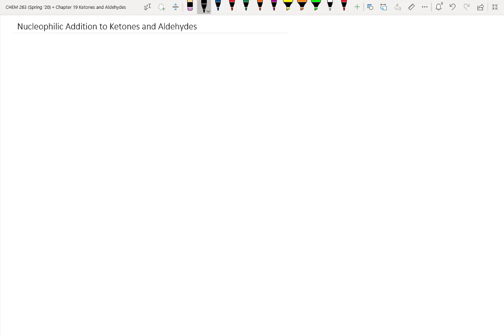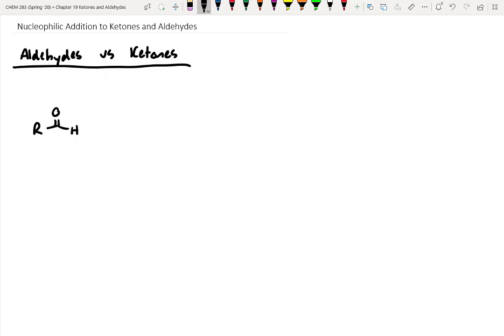One unique feature to aldehydes and ketones is that they're both relatively electrophilic. So let's compare the two. And so we'll just compare aldehydes versus ketones. And we'll try to predict, all right, if they're both electrophilic, which one's more electrophilic?